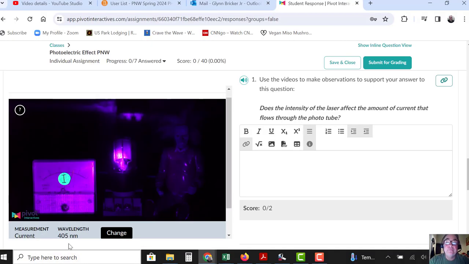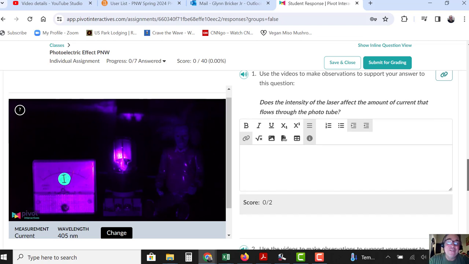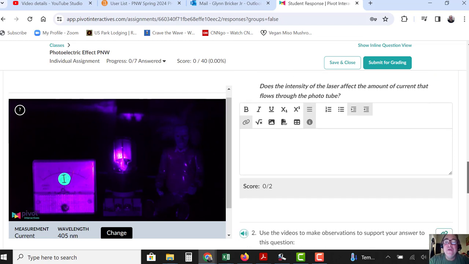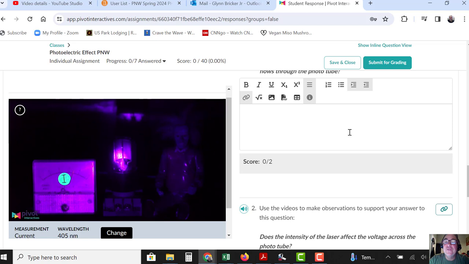Oh, even greater. So the current is what's really measuring the liberated electrons. The voltmeter is just used to set up that voltage to direct the electrons across. And if we flipped it around, we could actually stop that from happening. Okay, so use the video. Does the intensity affect the amount of current that flows through the phototube? So I mean, you kind of already just saw what happens. But play around with a couple of them, and you can answer that appropriately.